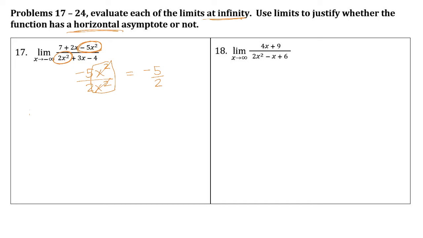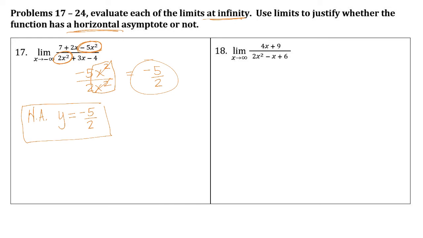So what that means is that I have a horizontal asymptote of y equals negative 5/2. Now the answer to the limit is just negative 5/2. The horizontal asymptote is y equals negative 5/2. So be careful with that.